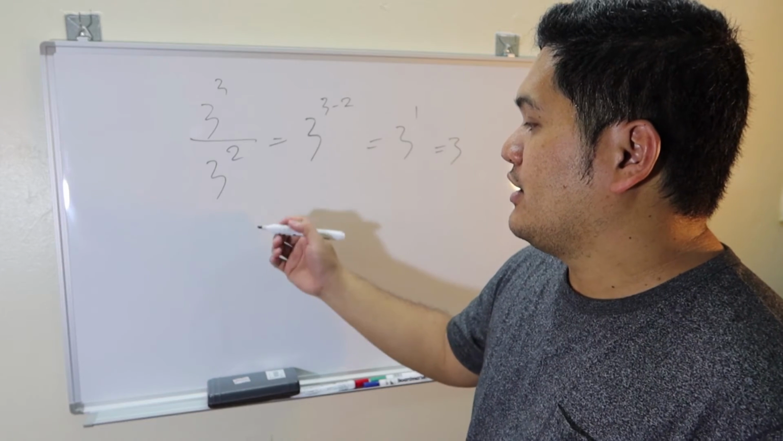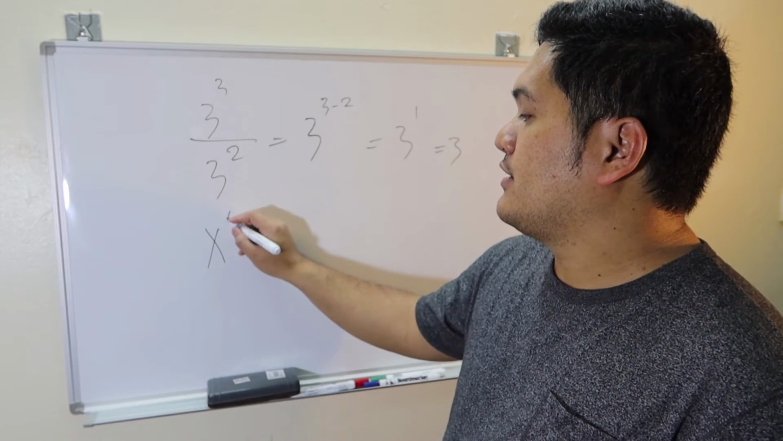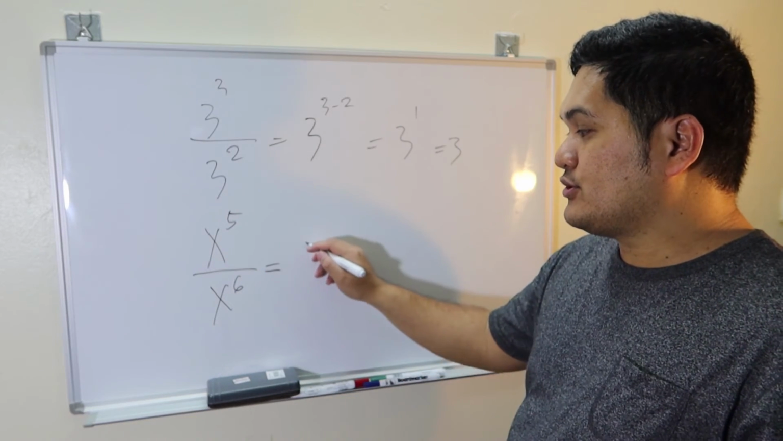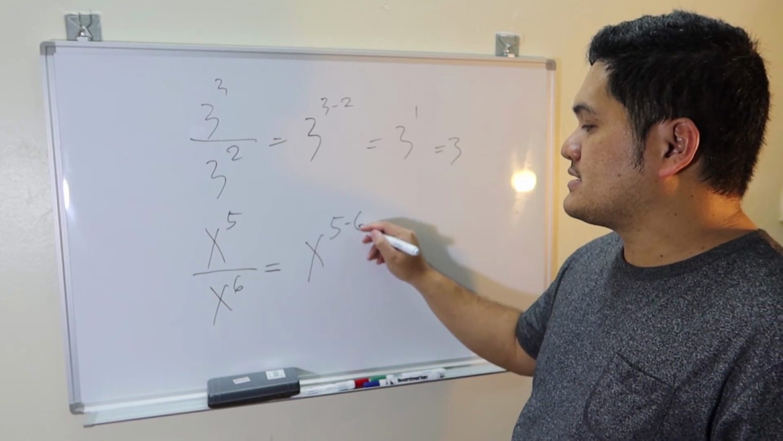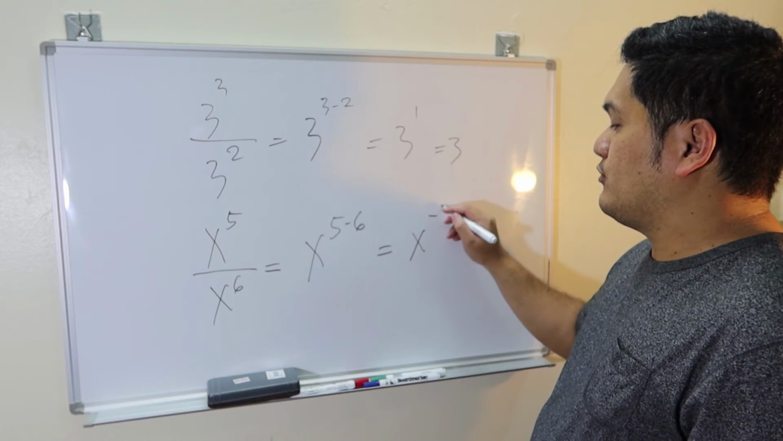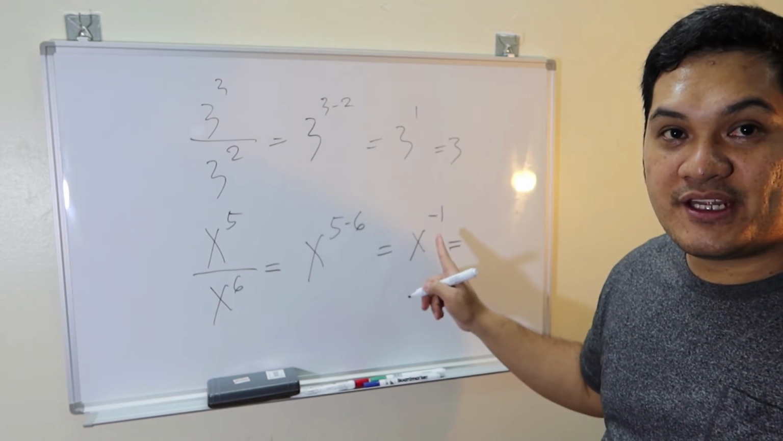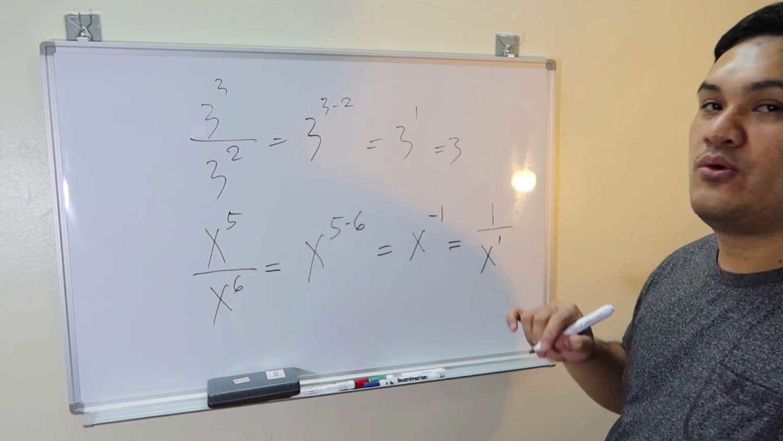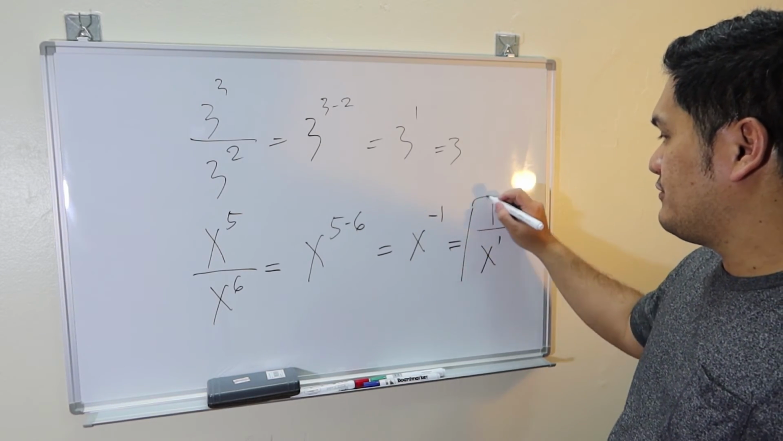Say, for example, if you will have x to the 5th over x to the 6th. Ang magiging sagot mo dito is x to the power of 5 minus 6, x to the negative 1. Anong gagawin natin pag negative? 1 over x to the 1. So this is your final answer.